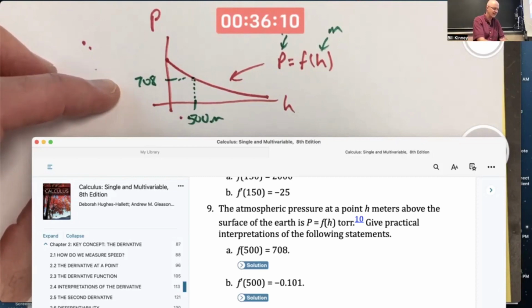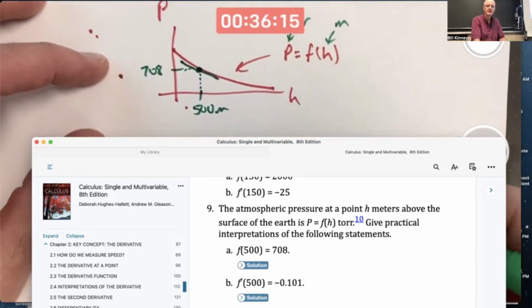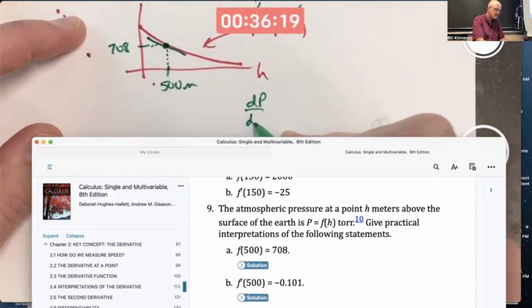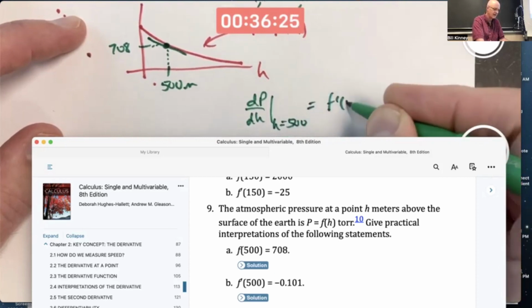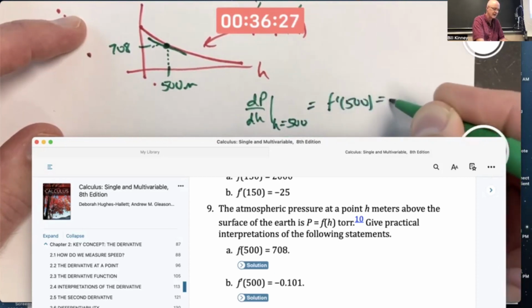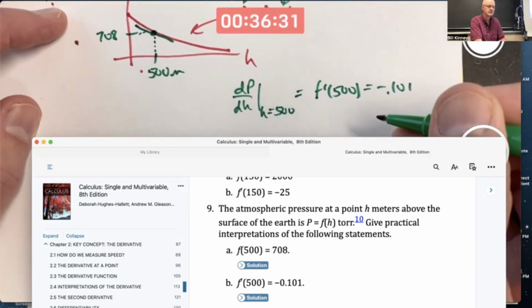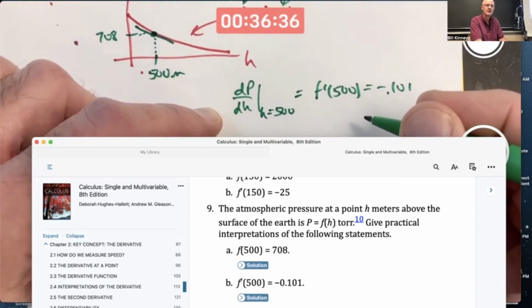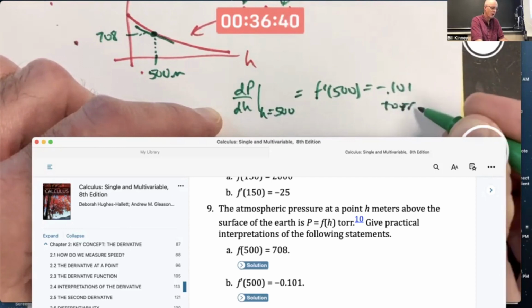F prime of 500 equals a small negative number. dP/dH evaluated at H equals 500. F prime of 500 equals negative 0.101. What are the units? They'd be units of P per unit of H. Torr per meter.